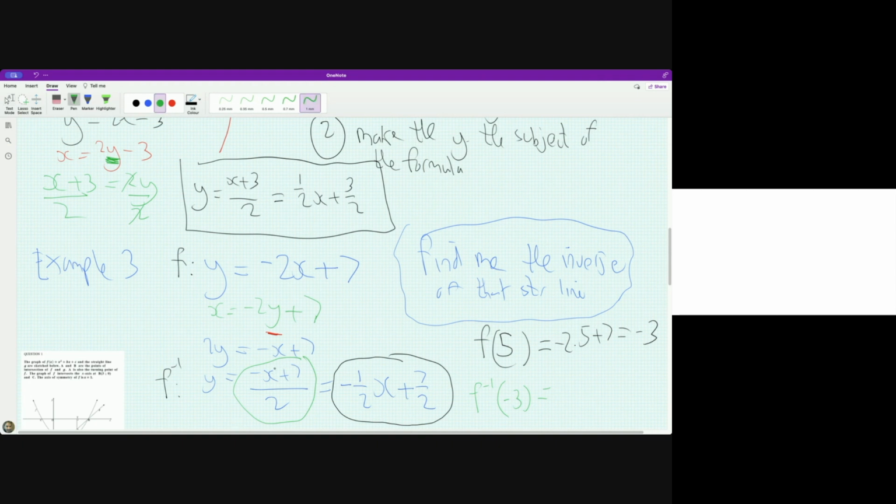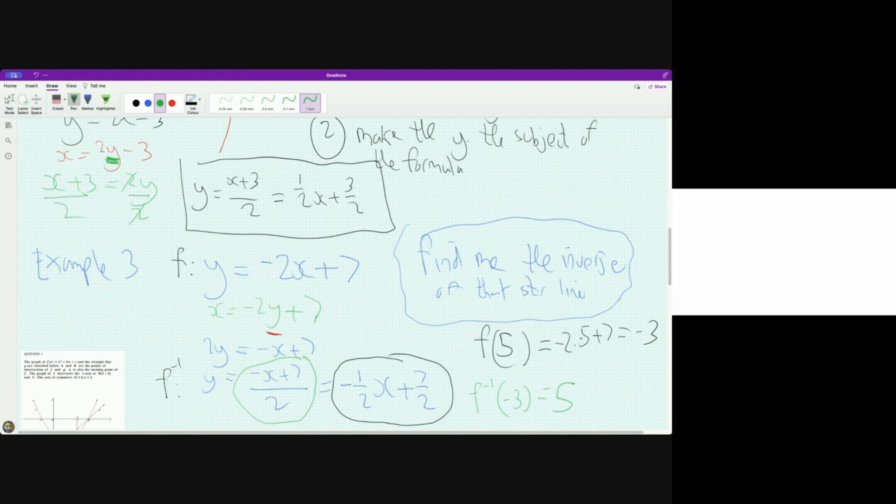So if I use this one, I'd get 3 plus, because minus 3 is plus 3. Plus 3 plus 7 is 10. 10 over 2 is 5. Or if I do this one, I'll get positive 3 over 2, which is 1.5, and then that's 3.5. So then I get 5. And this is glorious news because the original function sends 5 to minus 3, and then the inverse function sends minus 3 back to 5.